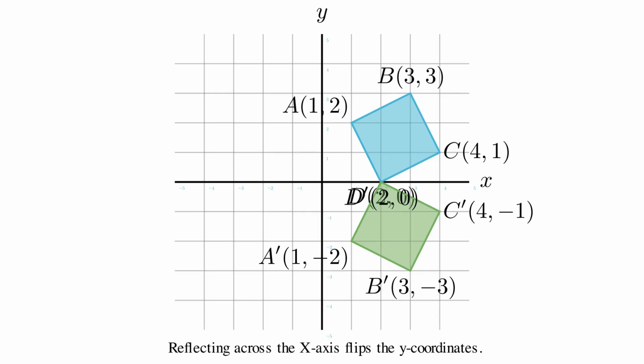What if we reflect the same quadrilateral across the y-axis instead? This time, we flip the x-coordinates instead of the y-coordinates. That means a point at (3, 4) moves to (-3, 4), and (-2, 5) moves to (2, 5). Let's see what happens when we reflect the entire shape across the y-axis.